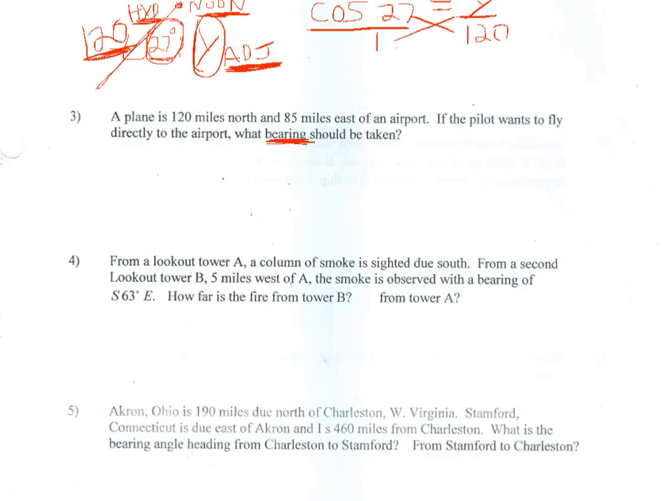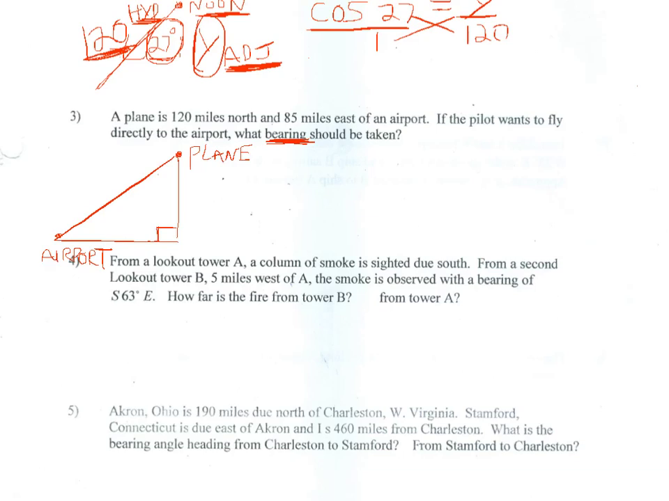It says a plane is 120 miles north. I'm going to say this is the plane right here. Unlike the PowerPoint, I can't draw pictures right here, so I'm just going to put dots. This is the plane. Now, it's saying it's north and it's east. So if it's north, I'm just going to draw this line down here. And it's east of an airport. So if it's east of it, here's where the airport would be. So I'll put airport. Okay, and this is my right triangle.